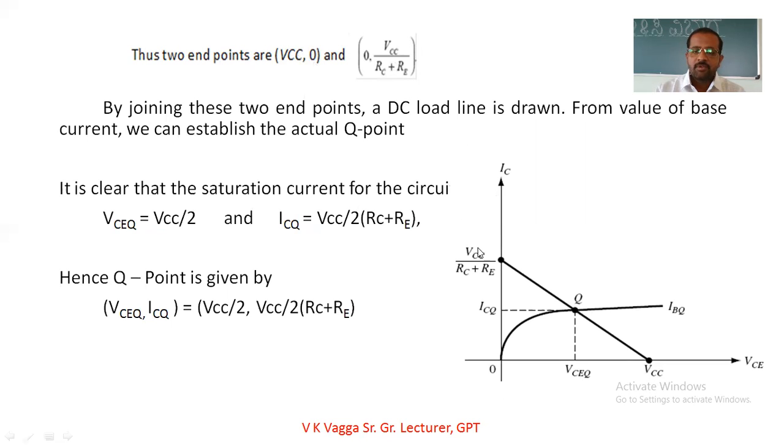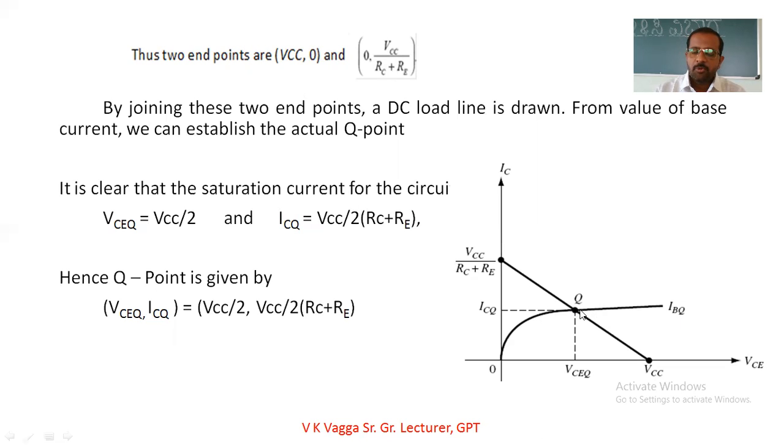In the same way, for this other point, the x value is equal to 0 and the y value is equal to VCC divided by RC plus RE. This is one point and this is another point. If I draw a line between these two points, this itself acts as the DC load line. It is for any value of the base current IB. Q is the operating point, which I explained in the previous class.